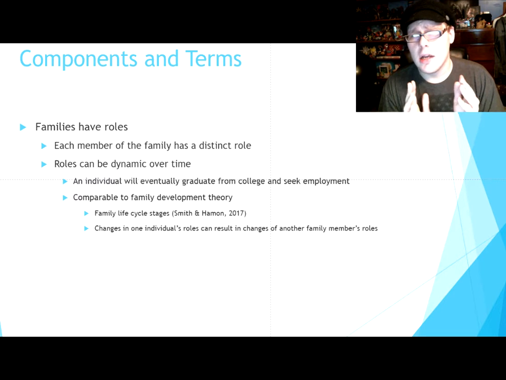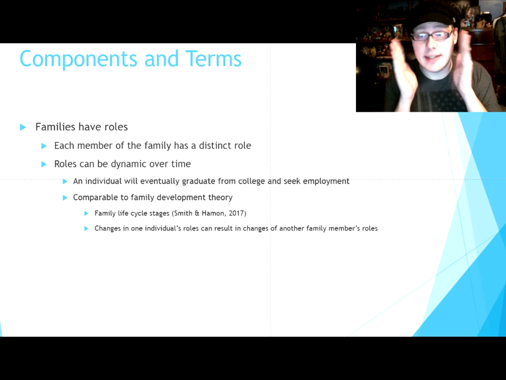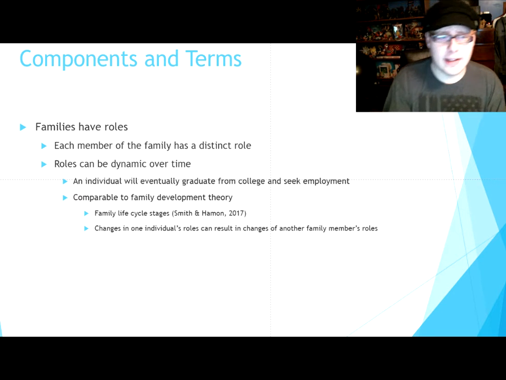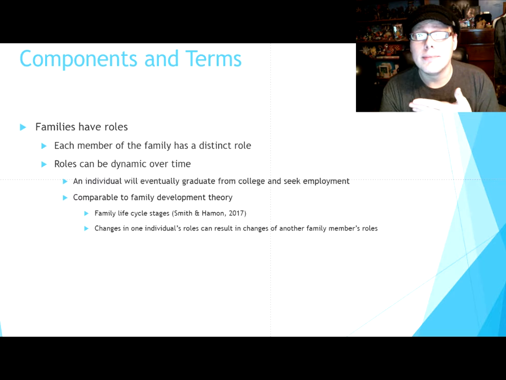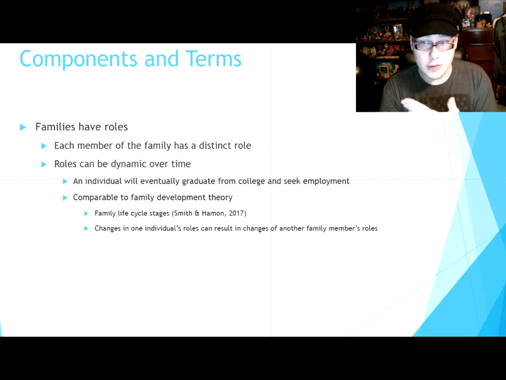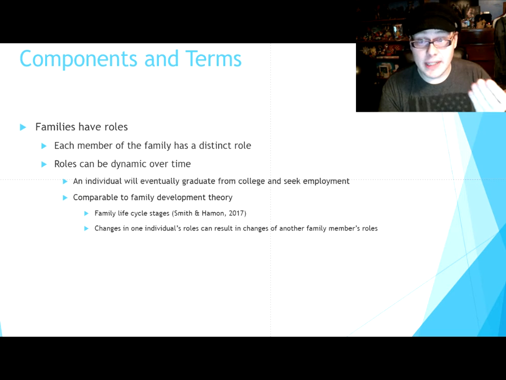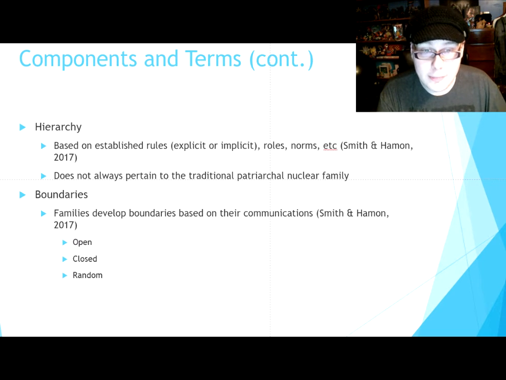Basically saying like the launching stage 6 in the family development theory, is that the college student goes on to get a job and loses the role of student, becomes an employee. Likewise, the parent loses the role of being a parent, and they go on to seek other goals. As Smith and Hammond from our text describe, families are goal-seeking. Now we're on to the next slide.